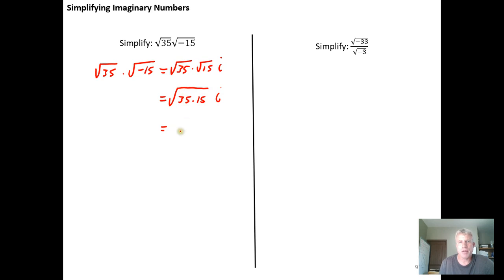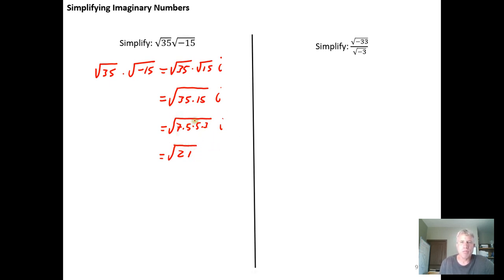And what we want to do is kind of break these numbers apart. So 35 is the same as 7 times 5, and 15 is the same as 5 times 3. So what we see is we're getting a 5 times 5 sitting under there, or 5 squared. We're going to be able to simplify that, whereas the square root of 7 isn't going to simplify, and the square root of 3 isn't going to simplify. So I'm going to get 7 times 3 is a 21.